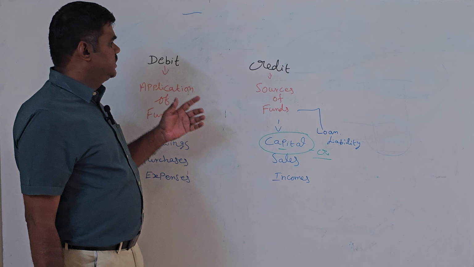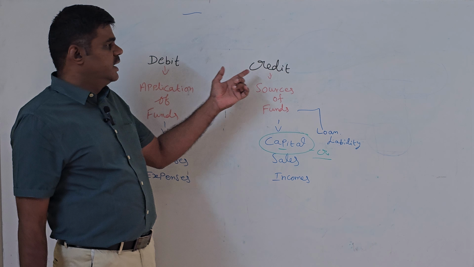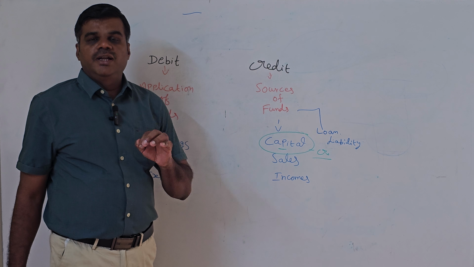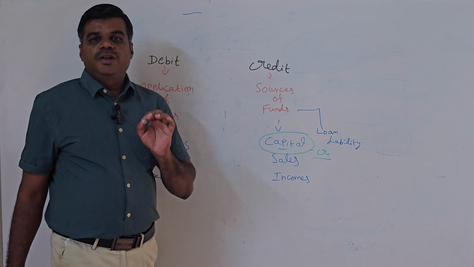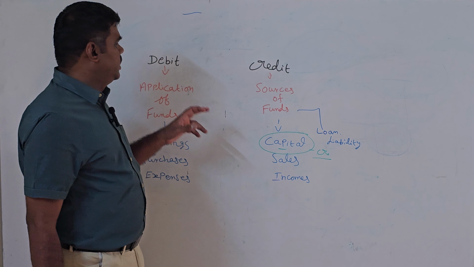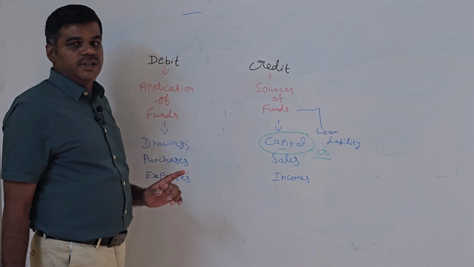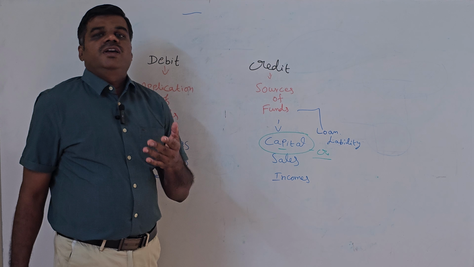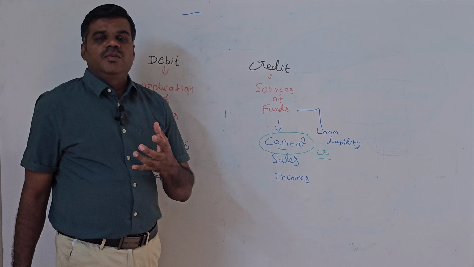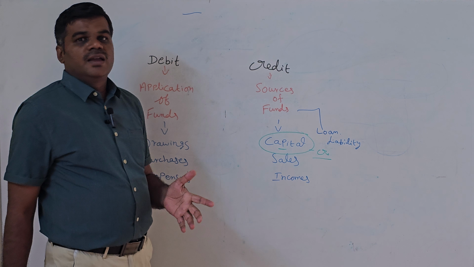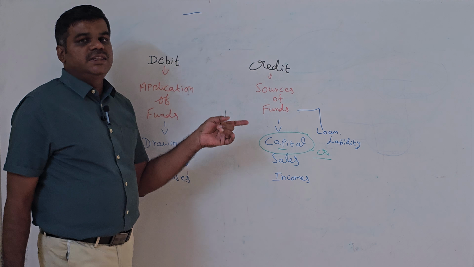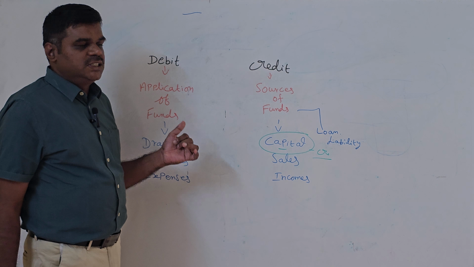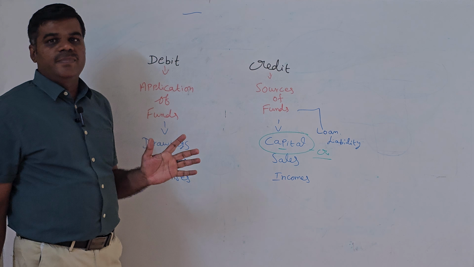In our previous class, we have seen debit and credit explanations. That was only an introduction to debit and credit. In that previous class, we have seen that debit means application of funds, credit means sources of funds. Wherever we are getting sources, that will be termed as credit, and how we are utilizing those sources will be known as application of funds, which will be termed as debit.